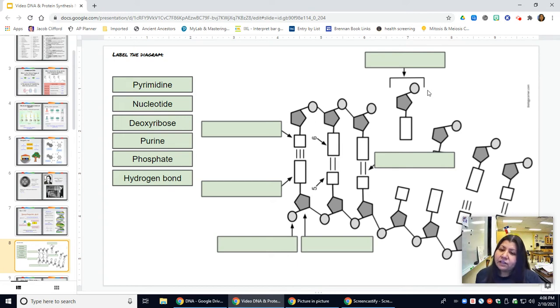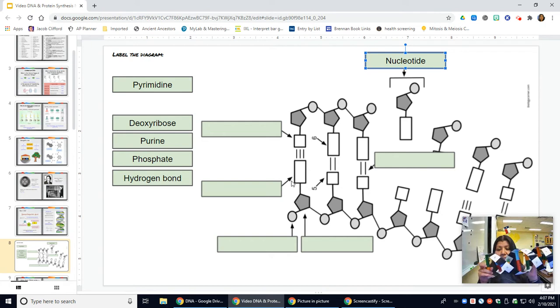So first off, if I look up here at this top box, I can see I have three shapes here. I have my rectangle, my pentagon, and my circle. I know from our previous slide that that is a nucleotide. Next, I can see I have lines that attach my bases in the middle. So all of my bases need to be able to connect, and they do so with a hydrogen bond.